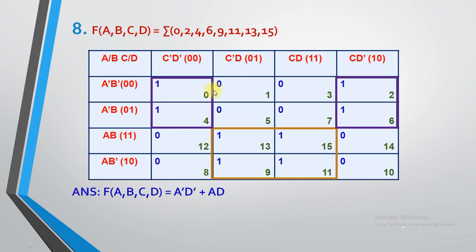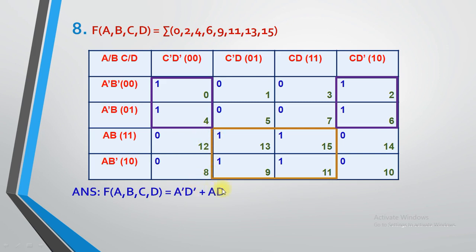Let me repeat this point once again. Consider the purple boxes, which is a group of 4. For the left portion, B dash and B is there, which is the opposite value, so we are not going to consider it. A dash, and in the topmost area the value is C dash D dash and C D dash. So C dash and C is the opposite value. So the answer is A dash D dash.